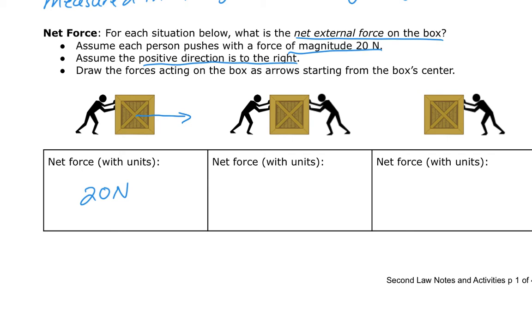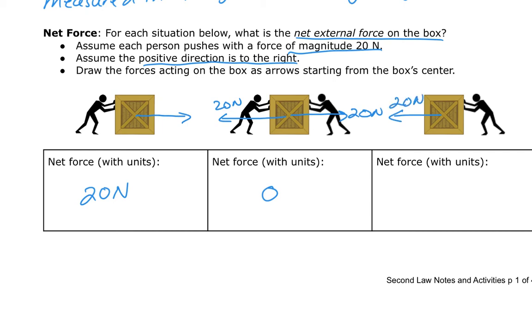Let's take a look at the middle box. In the middle box, I've got one person pushing to the right with 20 newtons. And I've got another person pushing to the left with 20 newtons. Well, in that case, the net force is going to be 0, because those two forces are going to cancel each other out. And then in our last situation here, I've got somebody pushing to the left with 20 newtons.